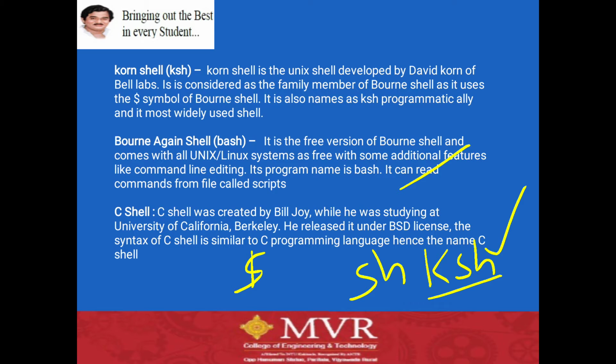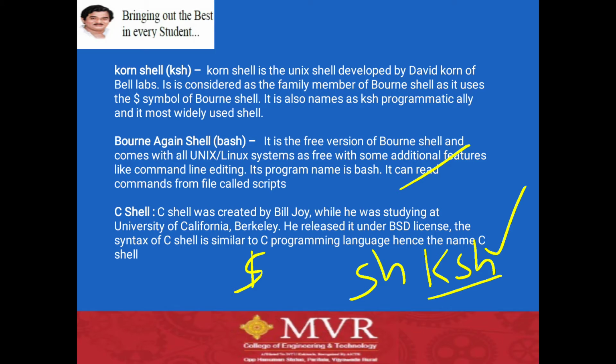The most powerful feature is that it can read commands from a file called a script. The script may contain several commands, and each command will be executed from the script. This is the feature of the Bourne Again shell. This is called bash. So all these three shells belong to the same family.